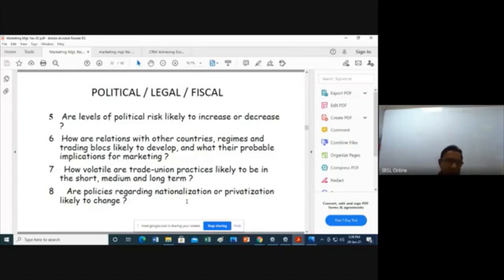So mostly the government is focusing on Chinese and Indian connections, getting support or economic relations with those that have not been welcomed by the EU and the US as major countries. How volatile are trade union practices likely to be in the short, medium and long term? Trade union issues can impact your business. Are any policies regarding nationalization or privatization likely to change?